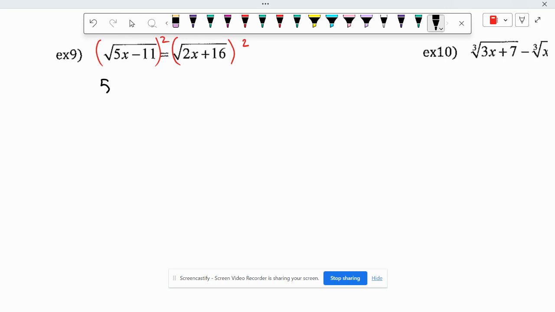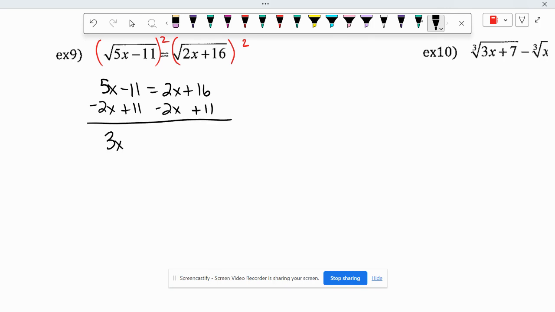Let's go to 9. This just says radical equals a radical. How do I get rid of that? Square both sides. Yeah, this is quick. We're going to square both sides. When I do that, I end up with 5x minus 11 equals 2x plus 16. Minus 2x, minus 2x, plus 11, plus 11. 5x minus 2x is 3x. 11 and 16 equals 27. Divide both sides by 3. X equals 9.